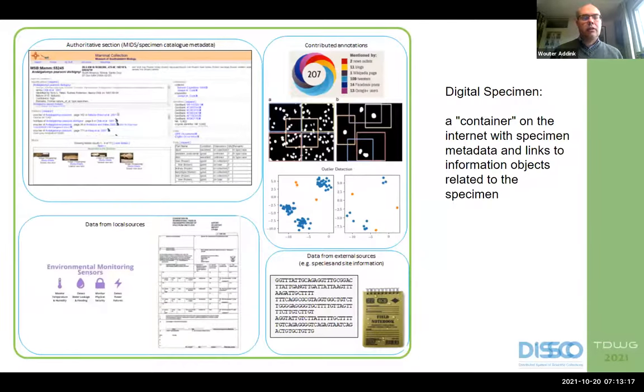But it can also contain data from other local sources in the institution, for instance, loans and visits data, and even, for instance, sensor data from the storage conditions of the physical specimen. It can also contain all kinds of annotations, and it can contain data from external sources related to the species, if it's a biological specimen, or the site information, for instance.